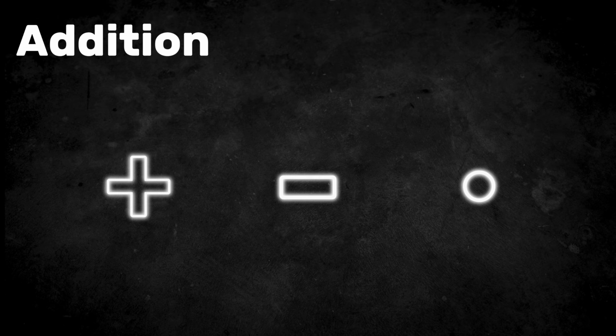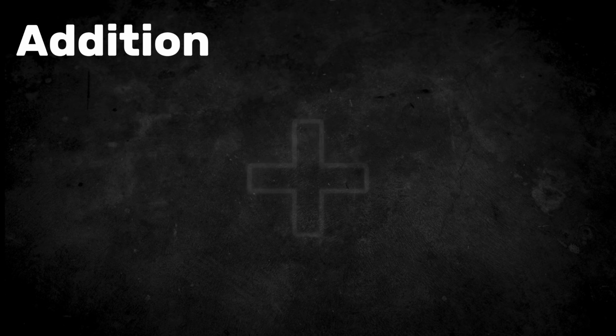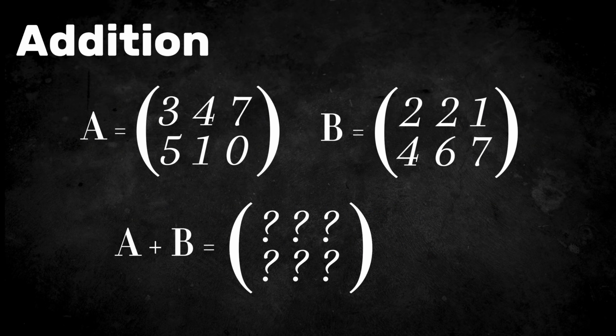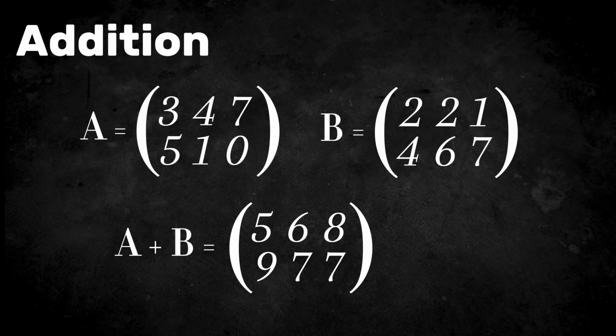Let's look at operations with matrices because that is also possible. First, addition. If 2 matrices have the same dimensions, we can add them by simply adding the numbers in the same positions. For example, if we add the first row, first column element of matrix A to the first row, first column element of matrix B, we get the first row, first column element of the result. We can also do this with the second row and first column of the 2 matrices and with the rest of the rows and columns as well. So it is important to note that the 2 matrices have to be the same dimensions.